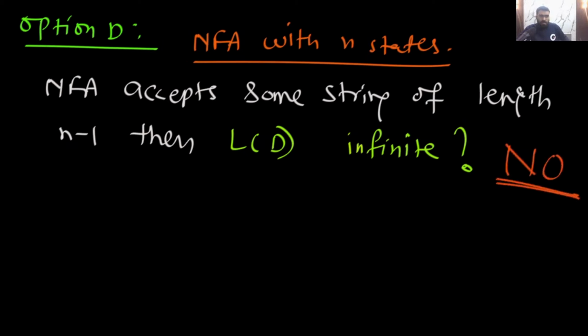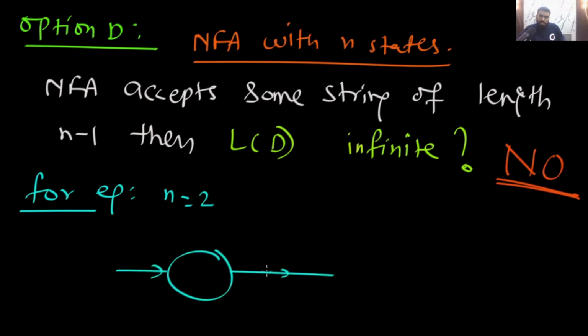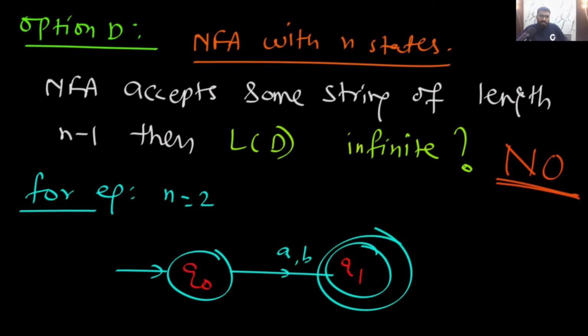The answer is no. You can easily give a counterexample. Let me give you a counterexample. You can take n equal to 2, so you have 2 states. Now just consider this NFA. Now you can notice the language is finite. The language actually is {a, b}. But you are accepting a string of length n minus 1. Is this clear?